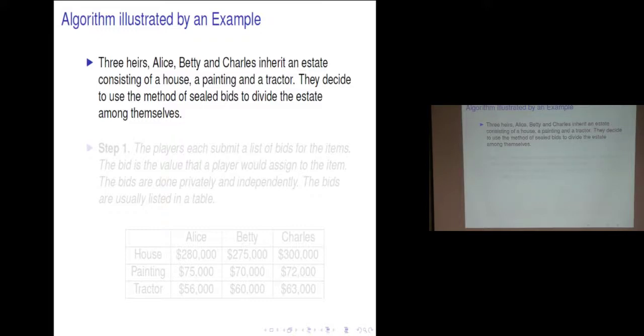Let's use an example to illustrate this algorithm. The algorithm has another name, the method of sealed bids. You will see the reason in a second. Three heirs, A, B, C: Alice, Betty, and Charles inherit an estate consisting of a house, a painting, and a tractor. It just contains things you cannot cut into pieces. They decide to use Knaster's algorithm, the method of sealed bids, to divide the estate among themselves.